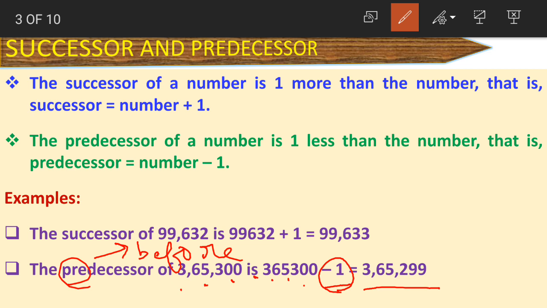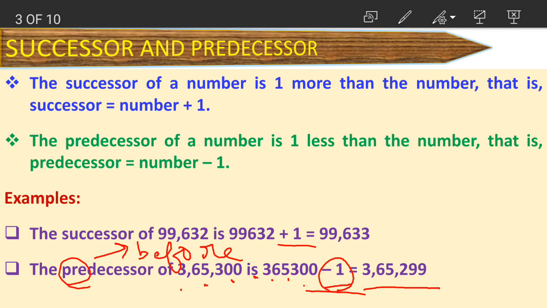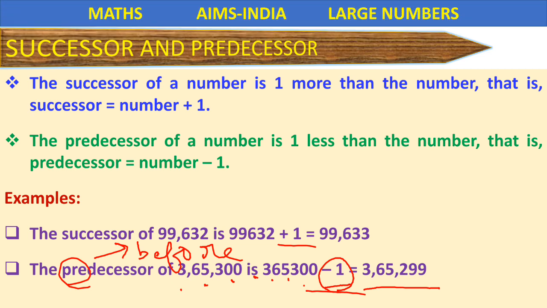For successor, we add 1. For predecessor, we subtract 1. Is this clear? What did we learn till now? We learned about forming the greatest number and smallest number using the given digits. And we've learnt about successor and predecessor. For successor, we add 1. For predecessor, we subtract 1.